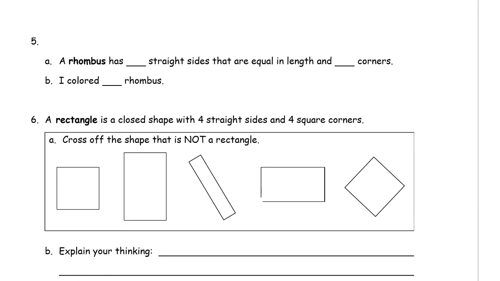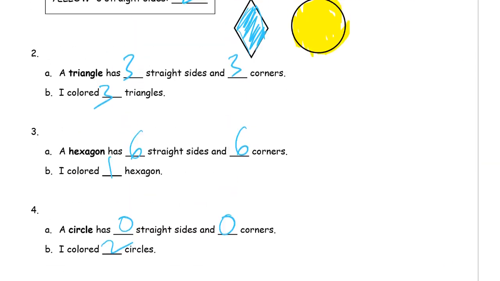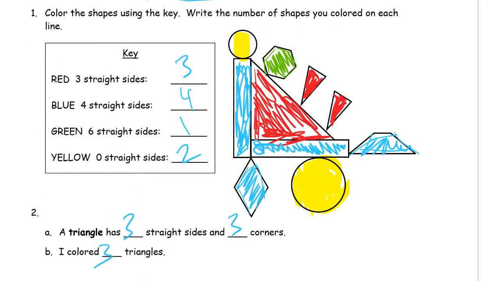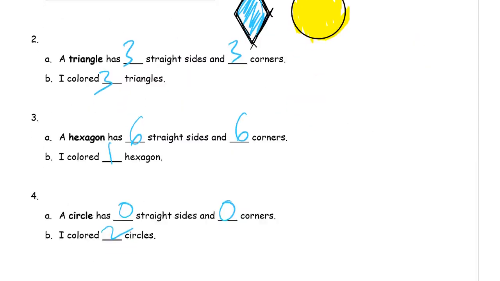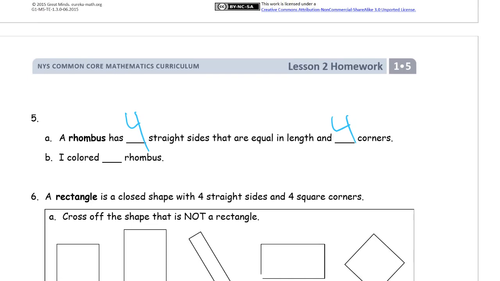A rhombus has four straight sides that are equal in length and four corners. I colored four sides that are equal in length, right? So looking back at this, for this one here, see that's way shorter than that one. So these aren't all equal. And these guys here are really long sides and really short sides. So it's not those, but this is equal to that, and that is equal to this. So this guy right here is a rhombus. And there's one of those. Four straight sides that are all equal. I colored one rhombus.